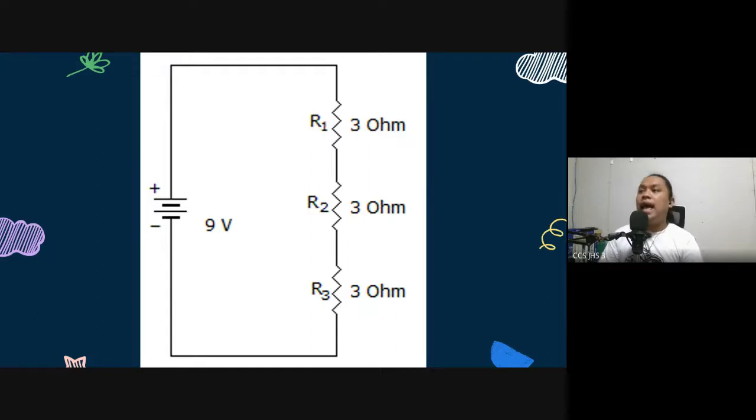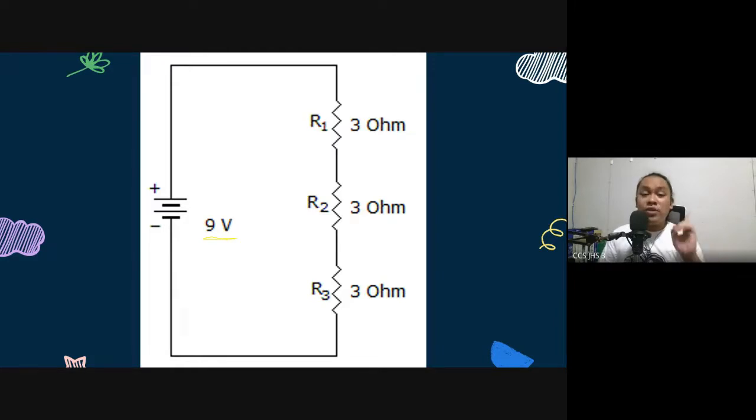So as you can see, we have here our series circuit problem number 1. R sub 1 is equal to 3 ohms, R sub 2 is equal to 3 ohms, then R sub 3 is equal to 3 ohms as well. Then we also have a given of 9 volts. Sir, what is that 9 volts? Is it for an individual voltage or is it for the total voltage?